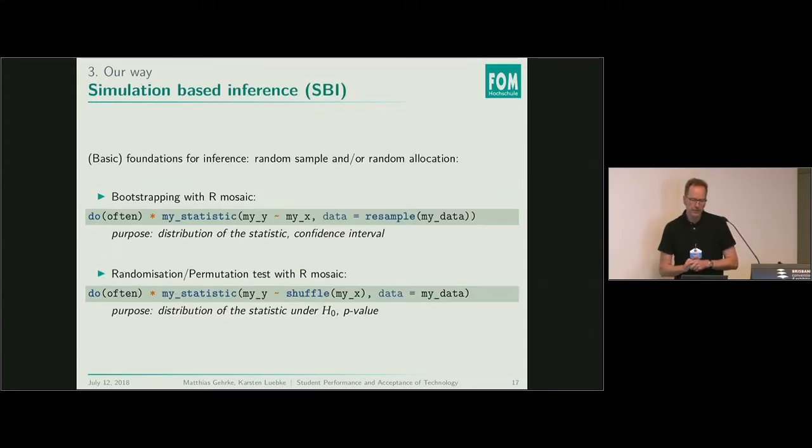And with the mosaic package, it's very easy to do simulation-based inference. So bootstrapping, for example, is like do 10,000 times and calculate whatever statistic, and the same goes for randomization. With one you can get the distribution of the test statistic and the confidence interval, for example. With the other, you will get the distribution of the statistic under H0, so you can get the p-value from it. And it really makes the students get an impression of what it means to draw a random sample. Yeah, that's a very important thing.